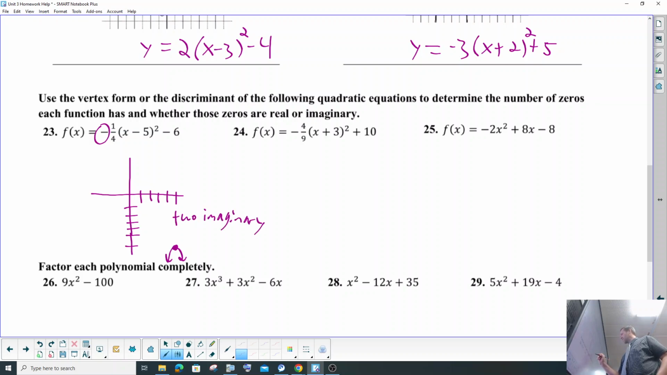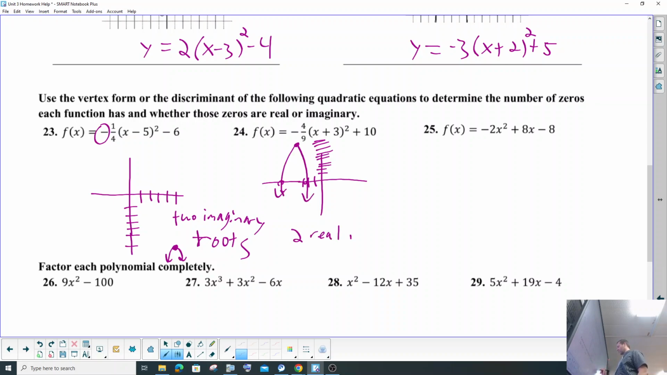Remember doing this? Pause me. 2 imaginary roots, right? What about this one? Well, this one is actually going left 3 and up 10. But because it's pointing down, it's going to cross that x-axis. And so that means that we have 2 real zeros, right? 2 real roots, or 2 real zeros. Roots or zeros, same thing.